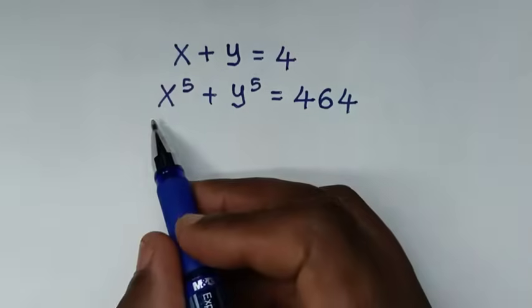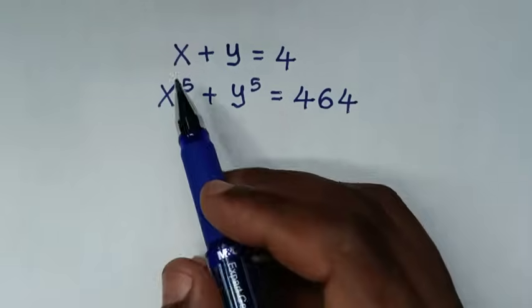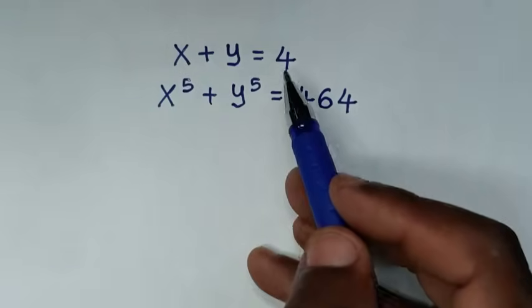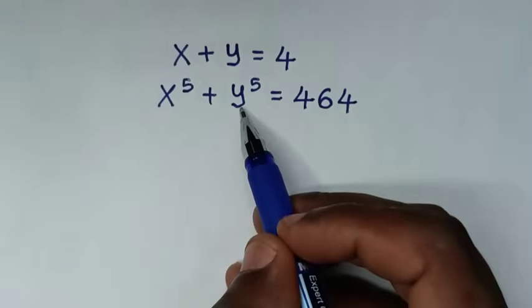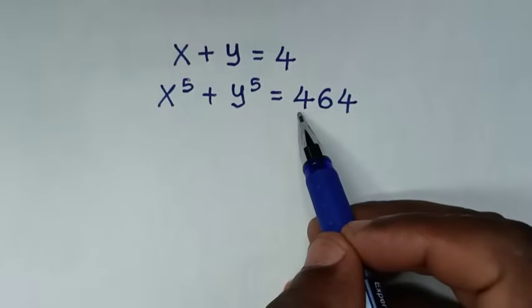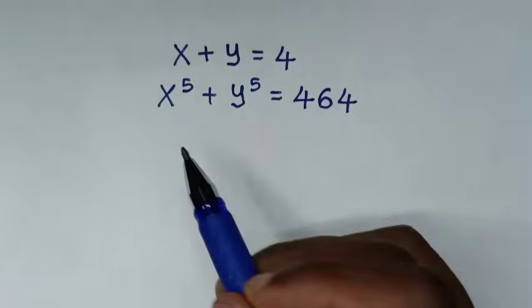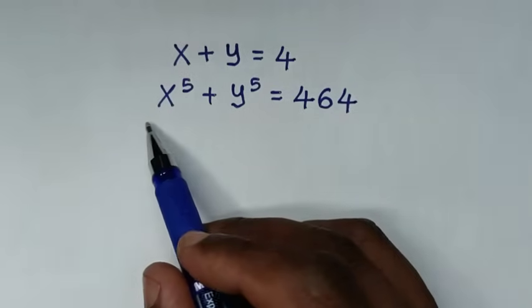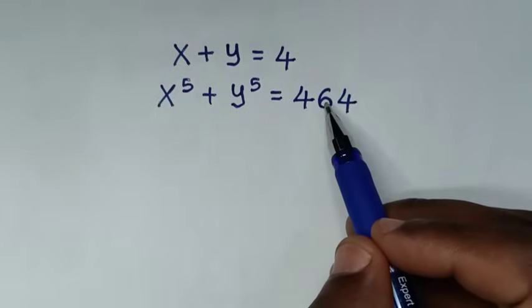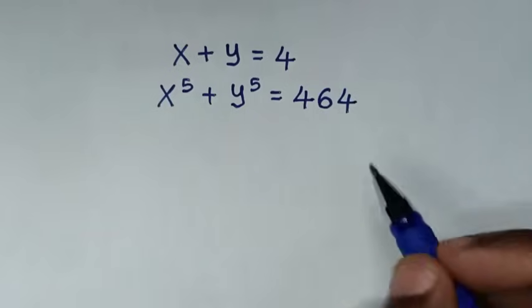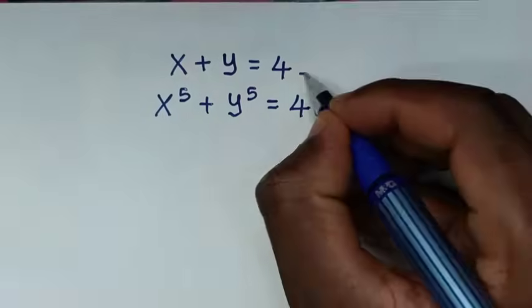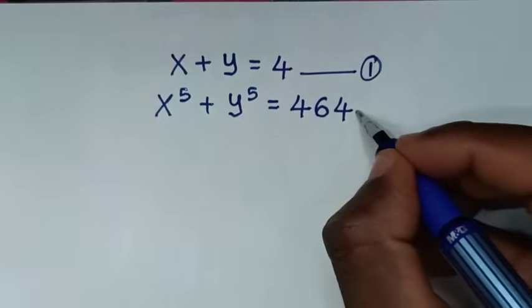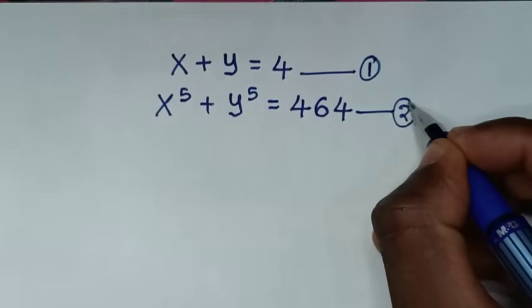Hello, you're welcome to solve this math problem, which is x + y = 4, x^5 + y^5 = 464. To find the values of x and y from these two systems of equations. Now, in the first step, we'll start by letting this be equation 1 and this be equation 2.